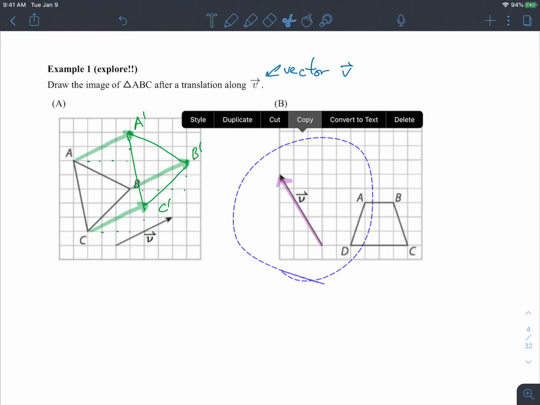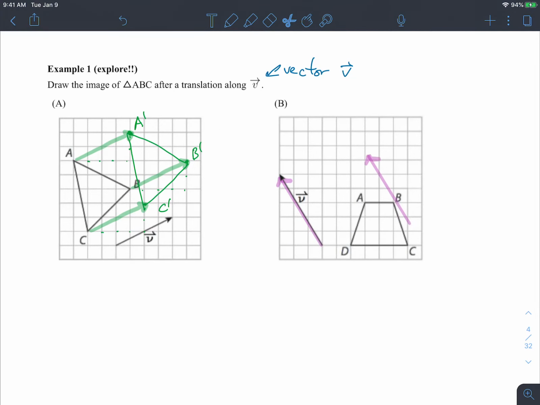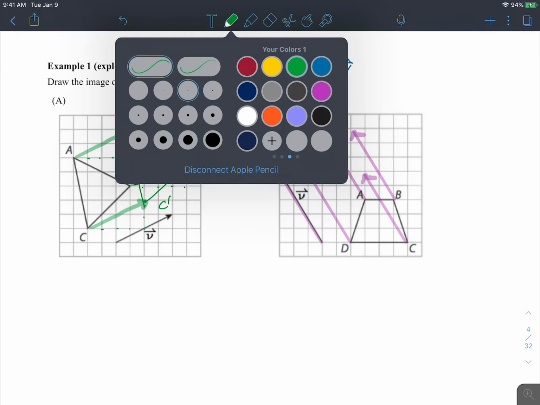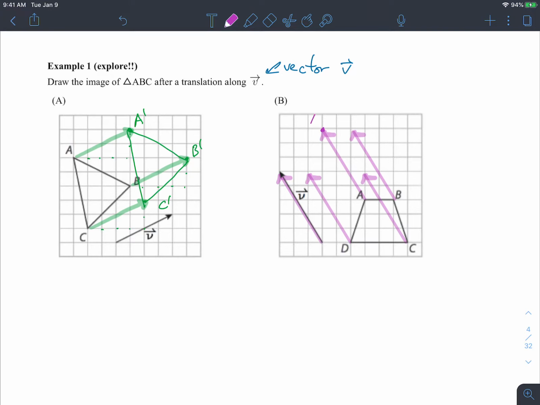All right. I'm going to copy that. I'm going to paste it, and then I'm going to do it along the B, along the A, along the C, and along D. When you do that, you should end up with over here a B prime.